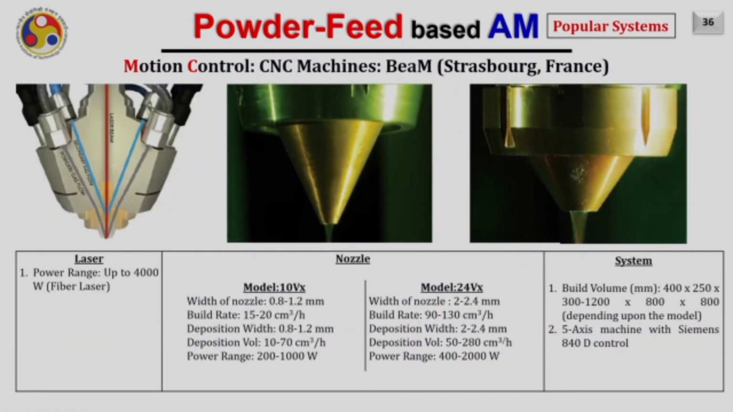In a similar fashion, there is a system called Beam, developed in Strasbourg, France. They use a laser of power up to 4 kilowatts, and the other parameters corresponding to their different models are shown here. Their build volume has a lot of options on the X and Y axes correspondingly. They use a 5-axis CNC machine with a Siemens controller.